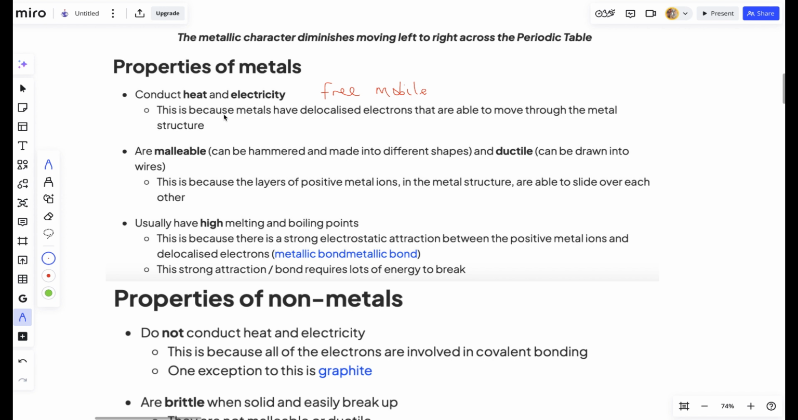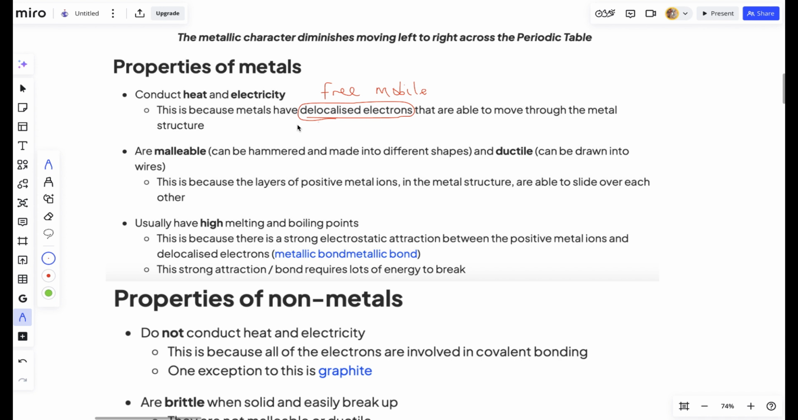So metals can conduct electricity because they can vibrate and have free electrons to carry the charge from place to place. So we call them the delocalized electrons. Metals have what we call the delocalized electrons, or free mobile electrons. As a result of that, they're able to conduct heat and they're able to conduct electricity. That's number one. Number two is that metals are malleable.